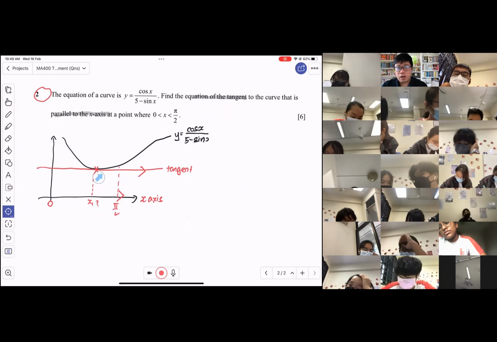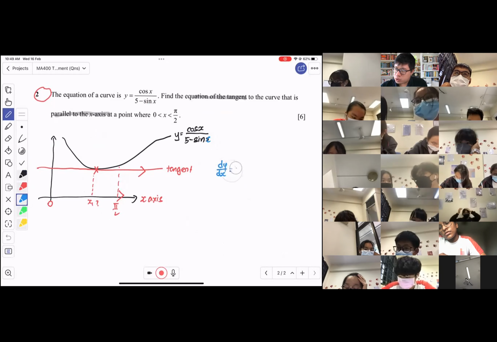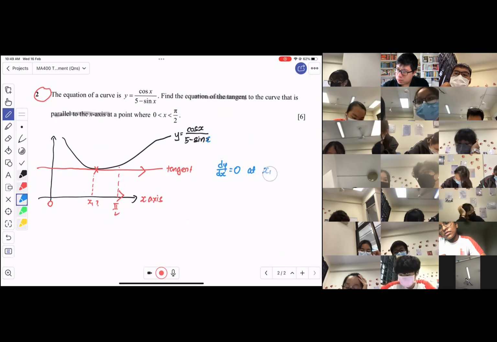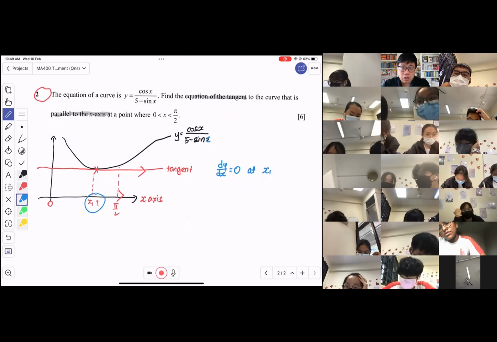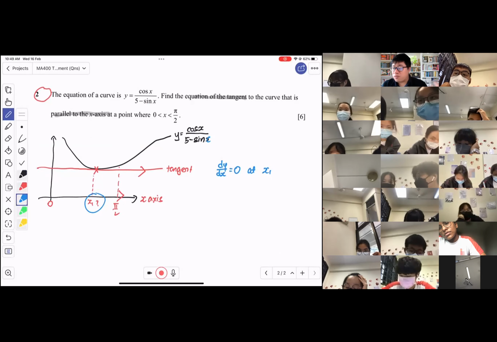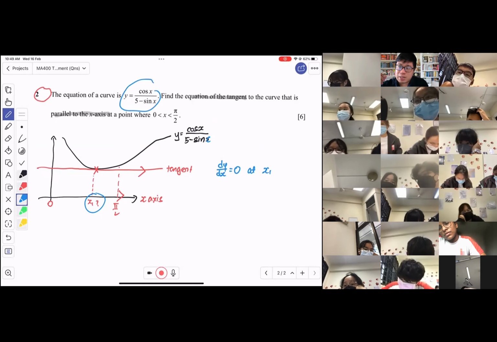So what you can infer is that if they talk about parallel to the x-axis, it will mean that your dy/dx is equal to 0 at x1. Okay, at this point, the gradient is 0. And we differentiate for the gradient. Remember, I told you that dy/dx basically takes in x for breakfast, lunch, and dinner.